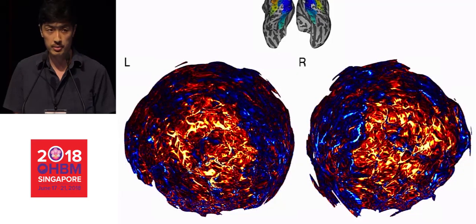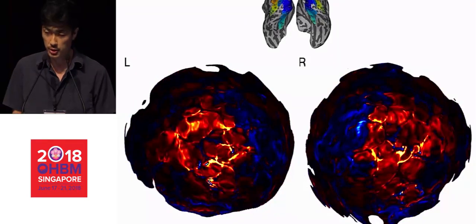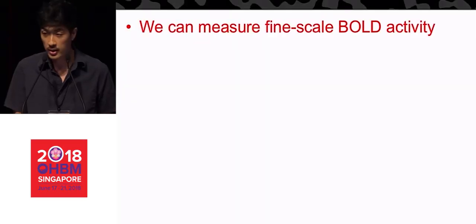This is the 0.8 millimeter acquisition. Here's the 2.4. So you can appreciate by eye that there appears to be a lot more detail in the high resolution measurements, and this is a good thing. Okay, so we can make reliable fine-scale measurements of BOLD activity patterns.